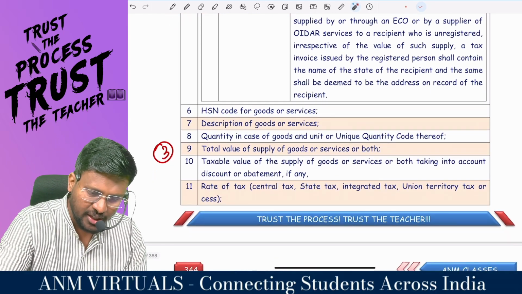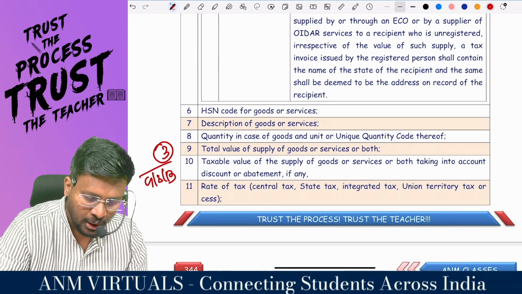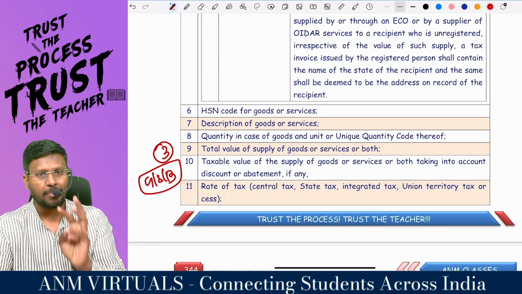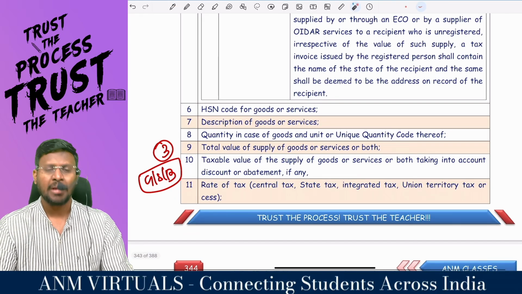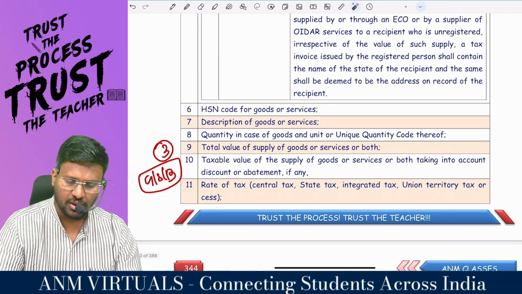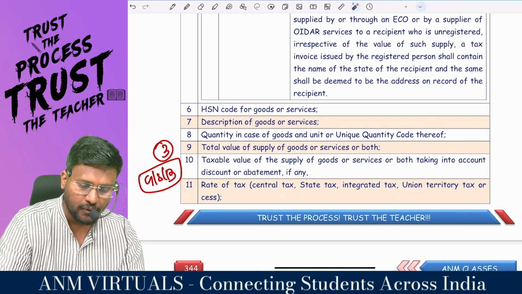Now the third set is with regard to the goods or services or both. The first set is with regard to the supplier, the second set is with regard to the recipient, and the third set is with regard to the goods or services: the HSN code of the goods or services, description of the goods or services, and quantity of the goods, because quantity of the services will not come.